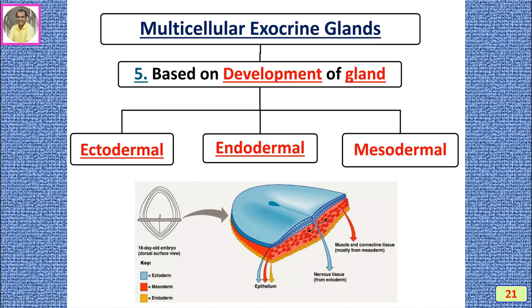So the multicellular exocrine glands are also classified based on the developmental type of the glands. For example, ectodermal, endodermal, and mesodermal. Here you can see the 16-day-old embryo with ectoderm as the outermost coat, mesoderm in between, and endoderm as the inner layer. Ectoderm gives rise to nervous tissues, etc., and mesoderm has the muscle and connective tissues.